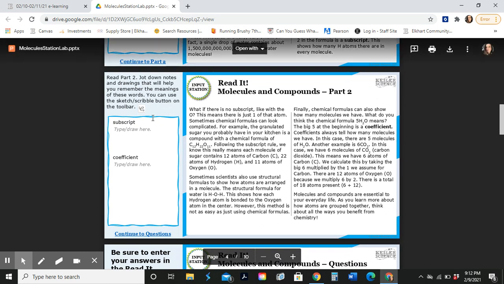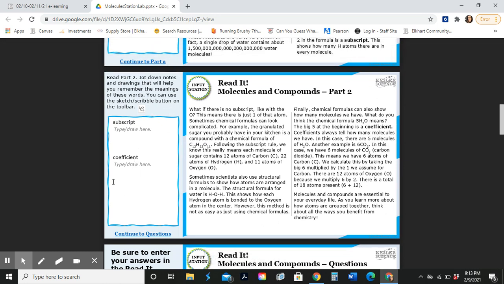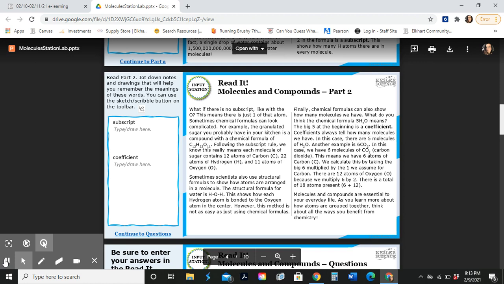Now, right here, you're going to tell me what a subscript is and what a coefficient is. What if there's no subscript, like an O? This means there's just one of that atom.